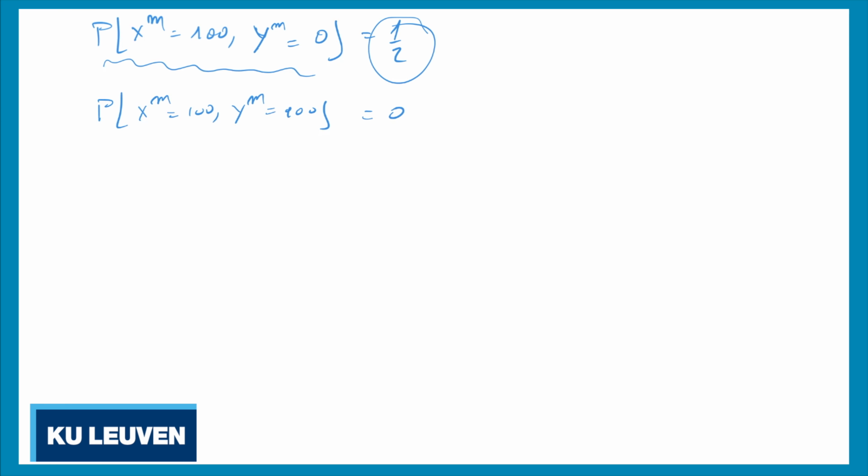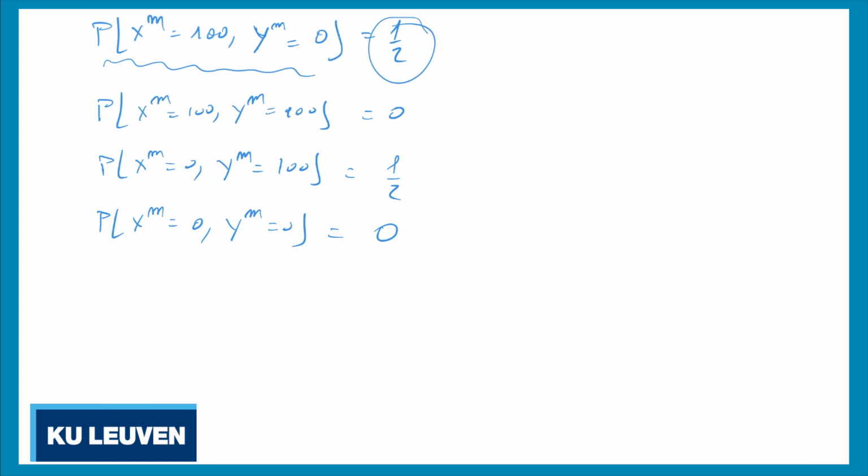And using the same argument as we did on the previous slide, but now with Y_m equal in distribution to Y, we also find that the probability that X_m is equal to 0 and Y_m is equal to 100 is equal to 1 over 2. And then you see that you have an event with 1 over 2, another event with 1 over 2, so then you also find that the probability that X_m is equal to 0 and Y_m is equal to 0 is equal to 0.